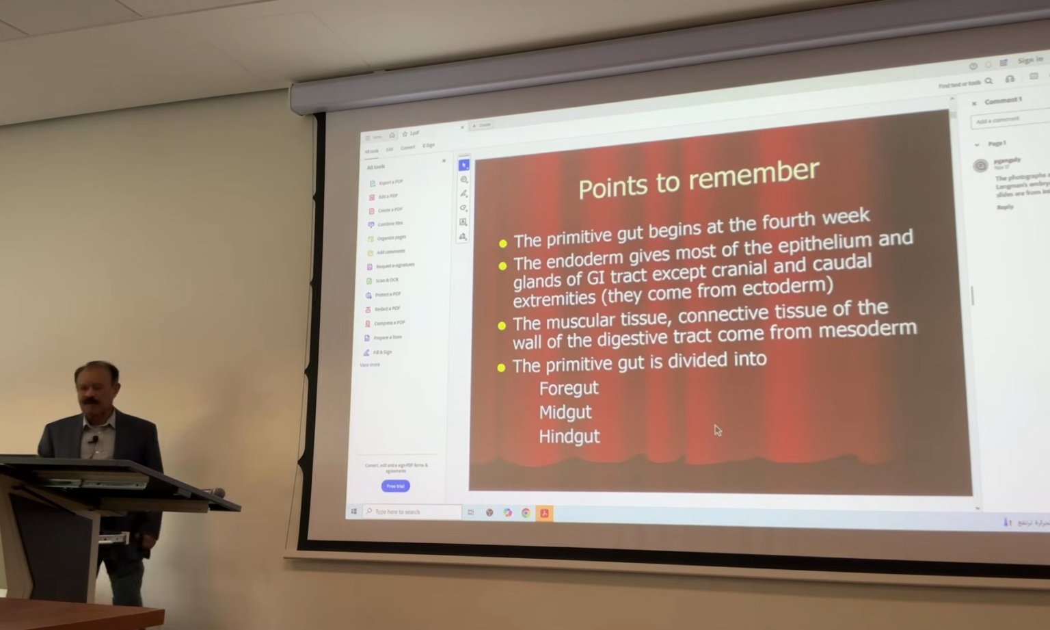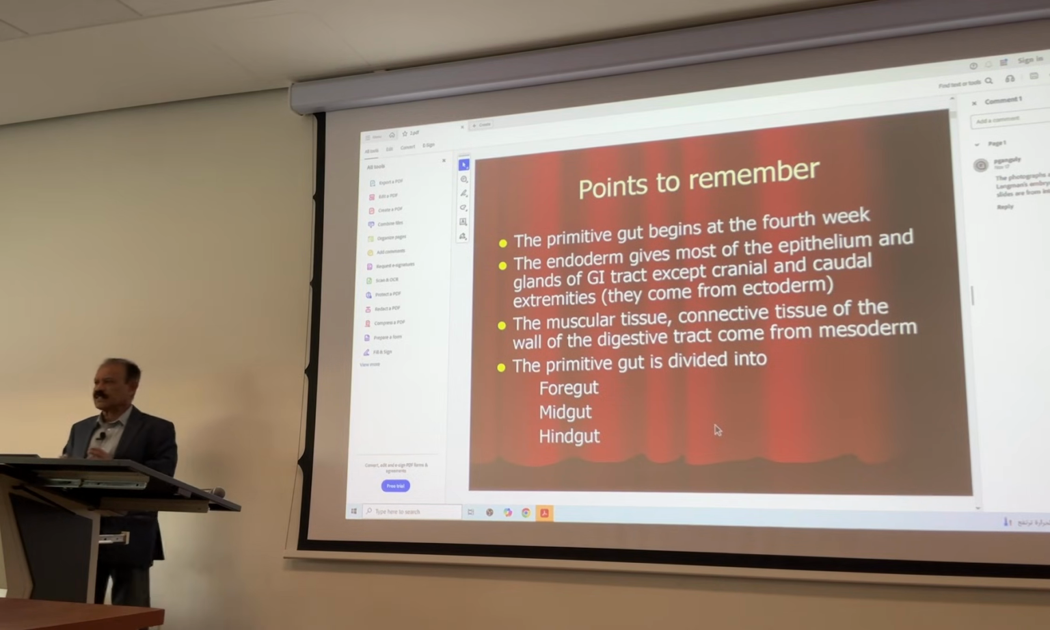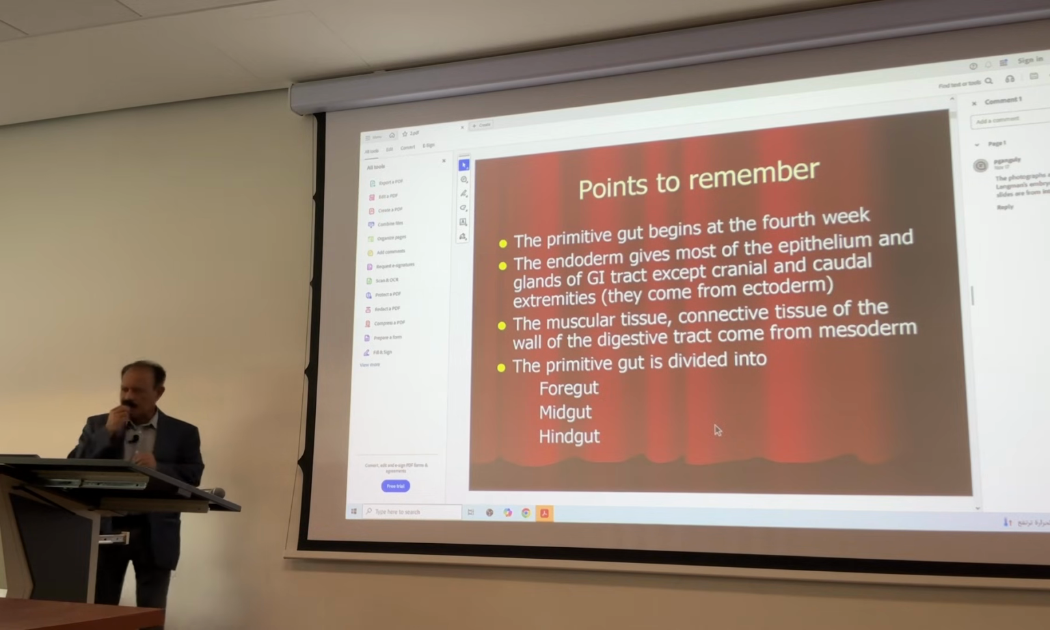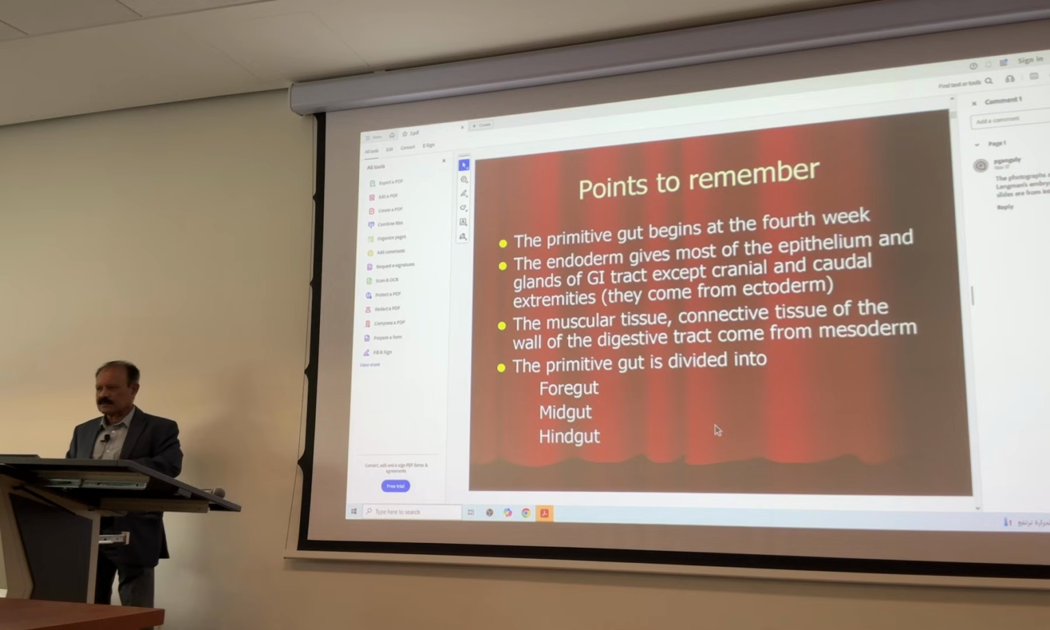Points to remember. I'm talking about the process. The primitive gut begins at the fourth week. Did I say that? Yes. Okay, very good. The endoderm gives most of the epithelium and glands of the GI, except the cranial and the caudal extremity, they come from the ectoderm. Like the last part of the anal canal and the first part of the mouth, like the lips, these are ectoderm, and after that the endoderm starts, up to the anal canal. Okay, almost to the last part.